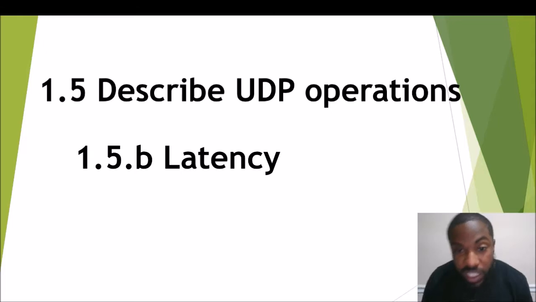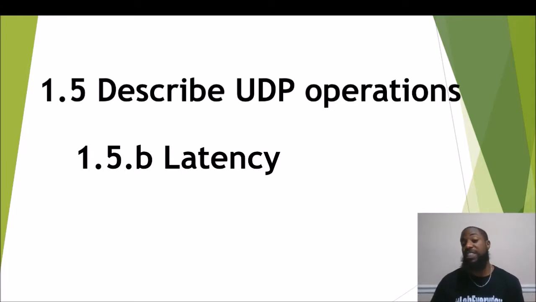And today's topic is latency. To be specific, it is UDP latency. They didn't put that in there, but yeah, UDP latency is subsection 1.5B, Bravo, of the CCNP Route exam, exam code 300-101, version 2.0. This is a subsection of section 1.5, describe UDP operations.